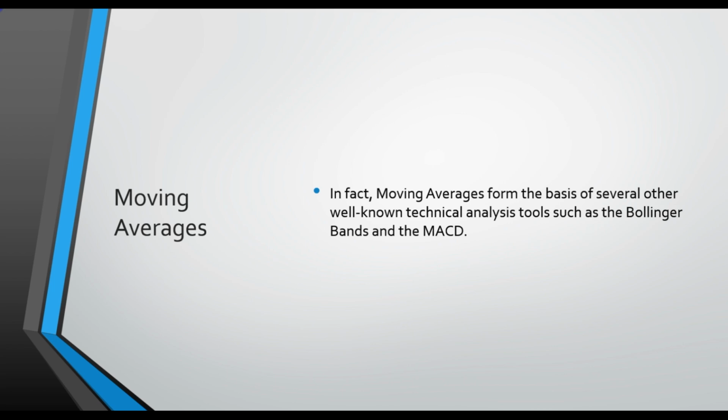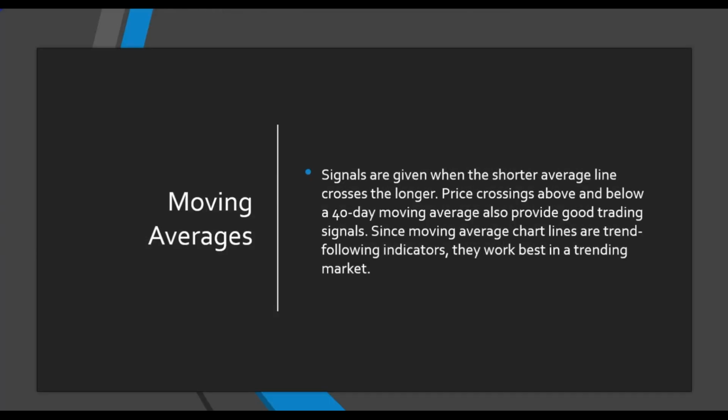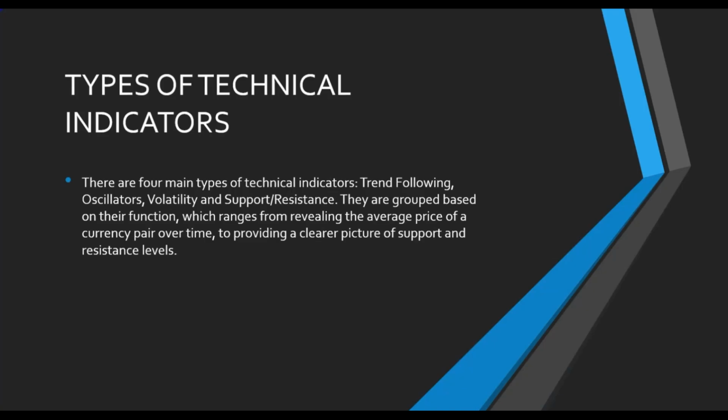MACD and Bollinger Bands both use moving averages as their center, or their primary start of doing their derivative action, or their statistical and mathematical formulas, starting out with moving averages. And there's different types of moving averages. Most notably are simple moving averages, exponential moving averages, weighted moving averages, and even whole moving averages. Signals are given when shorter average lines cross longer ones. So we have moving average crossovers, which work as a good indicator for buy or sell.